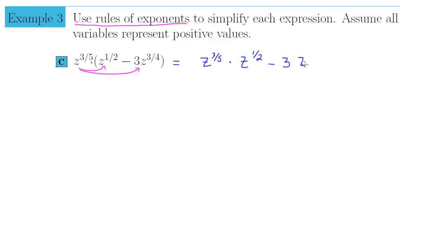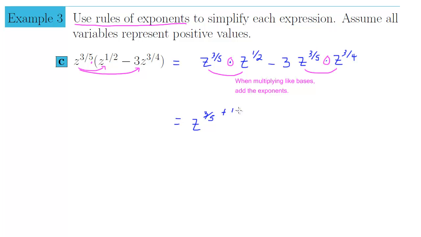and then we'll get z to the 3/5 times z to the 3/4. So after we distribute, this is our expression. Now at this point, we are once again multiplying like bases. When you multiply like bases, the rule says you add the exponents. So for the first term in this expression, we are going to end up with z to the 3/5 plus 1/2. So we have to add those exponents.